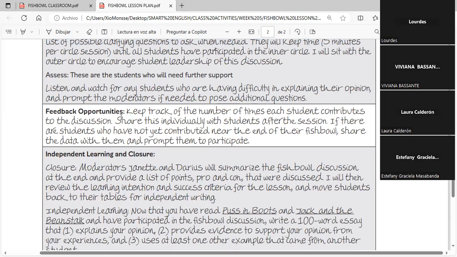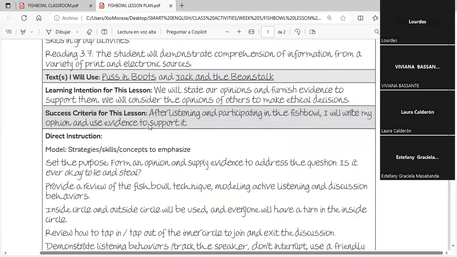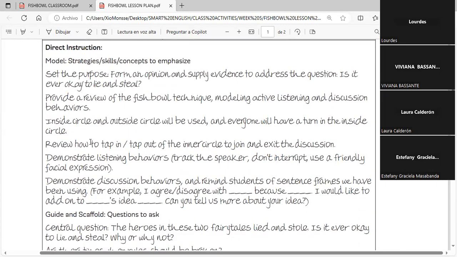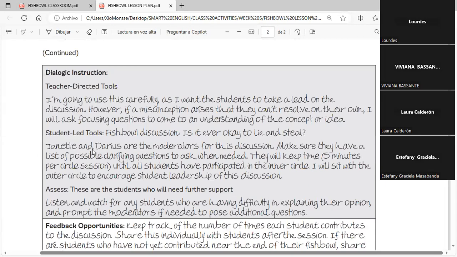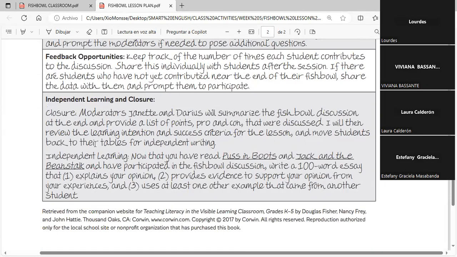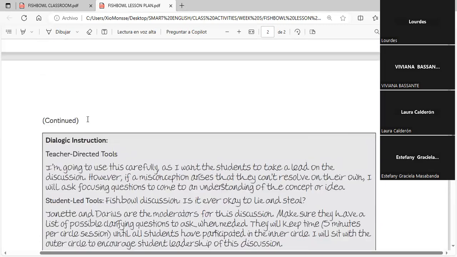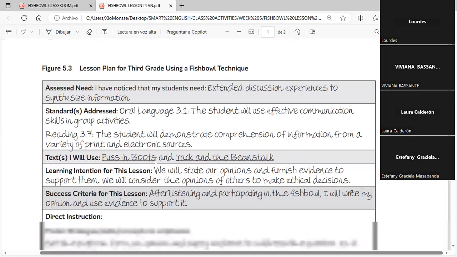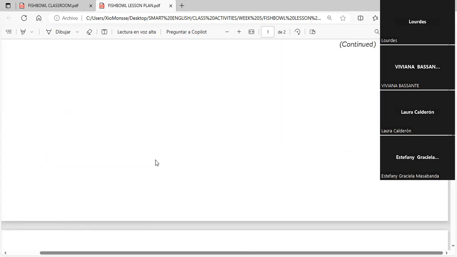Feedback opportunities. We can make this. We're not going to write everything, but it's necessary that you explain how you are going to do it, because this is a lesson. This is a lesson plan for third grade using the Fishbowl technique. Okay.